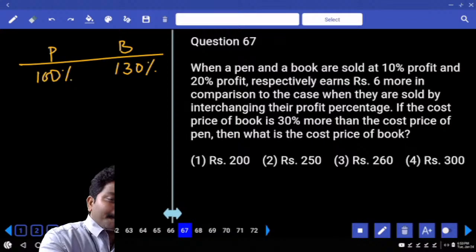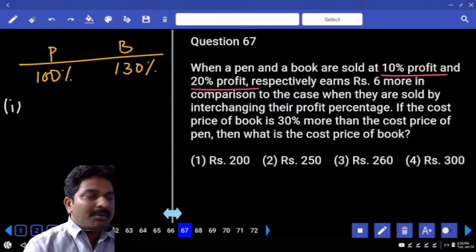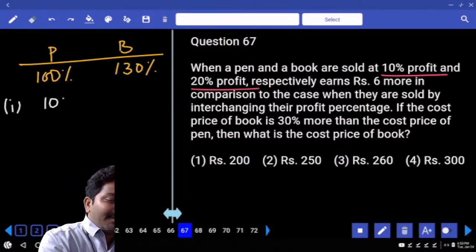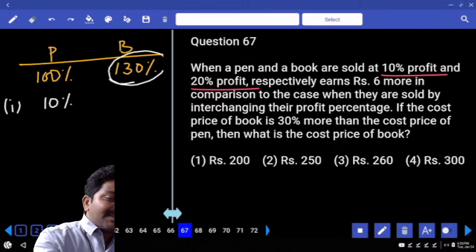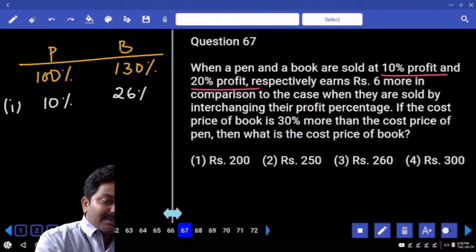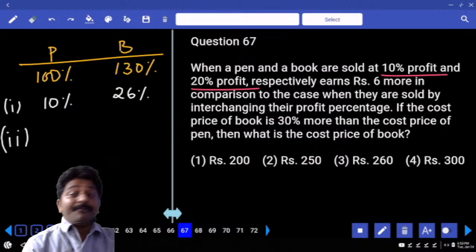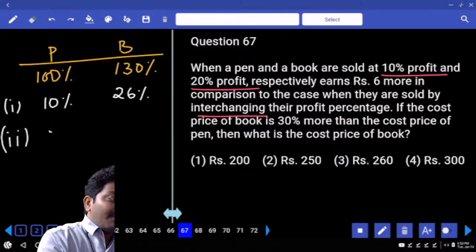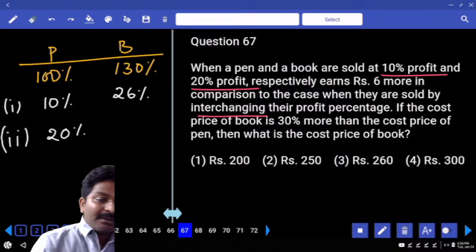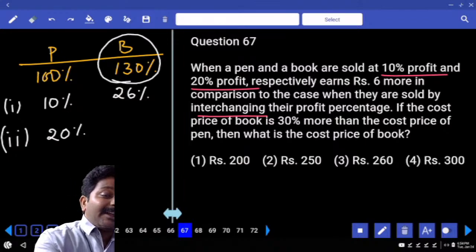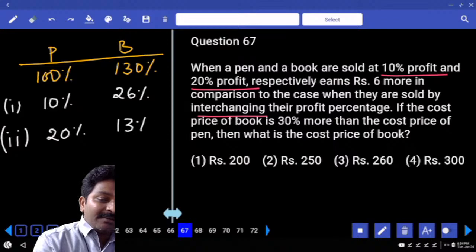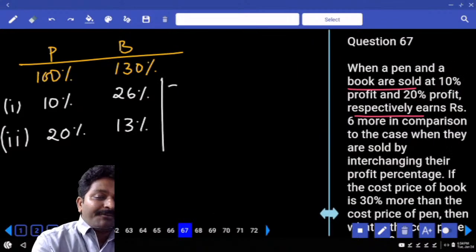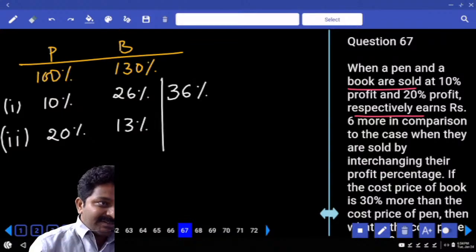There is the first case where on pen there is 10% profit, on book there is 20% profit. 10% profit, that is 10 only. 20% of this number, 26. This is the profit in the first case. While in the second case, those profits were interchanged. That means on pen we need to calculate 20%. 20% of this number, that is 20 only. And then on book, we need to calculate 10%. What is 10%? 13.